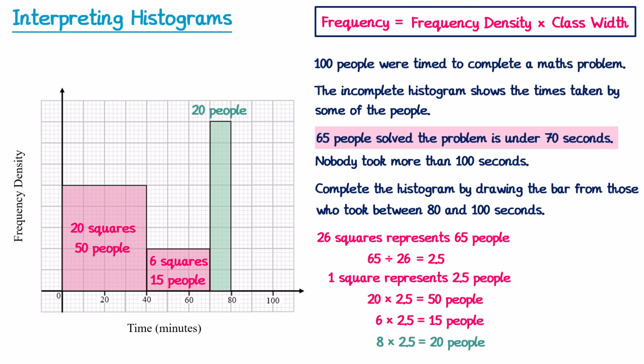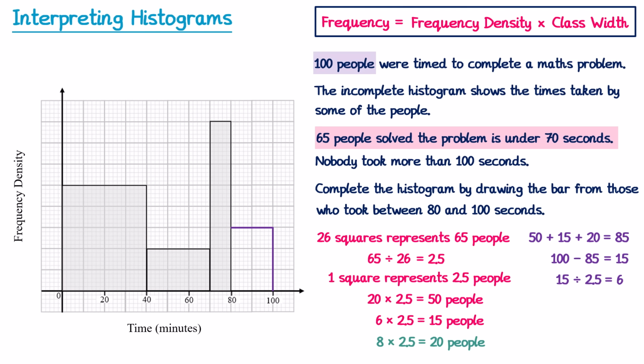At the start of the question, we were told there were 100 people. If we count up the people we've got already, we've got 50, plus 15, plus 20, which makes 85. So if we take this away from 100, we find there are 15 people not in the histogram. So they must be represented in the final bar from 80 to 100. So in this final bar, there's going to be 15 people. And we know that each one square represents 2.5 people. So if we do 15 divided by 2.5, we end up with 6. This tells us there must be 6 squares in this final bar. Since the final bar needs to be 2 squares wide and represents 6 squares in total, it needs to be 3 squares high, so we draw a bar like this, and that's the completed histogram.